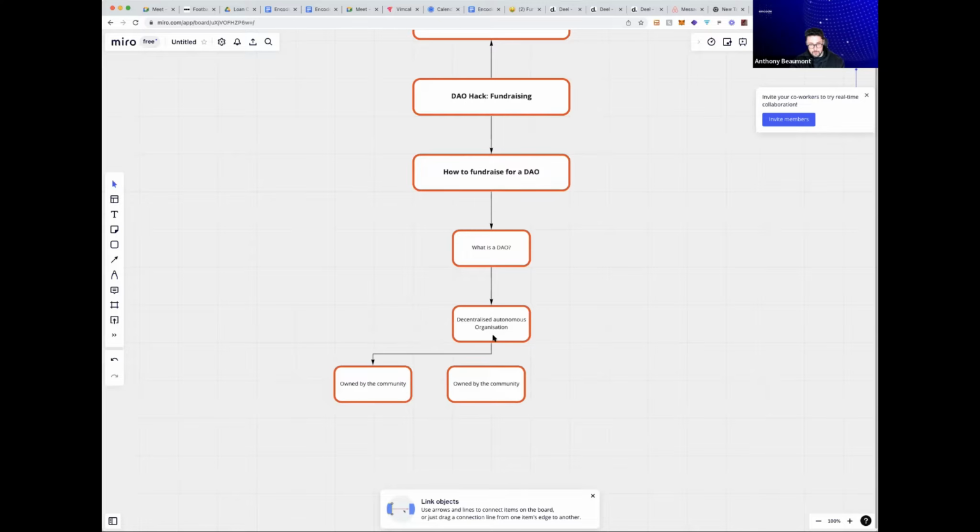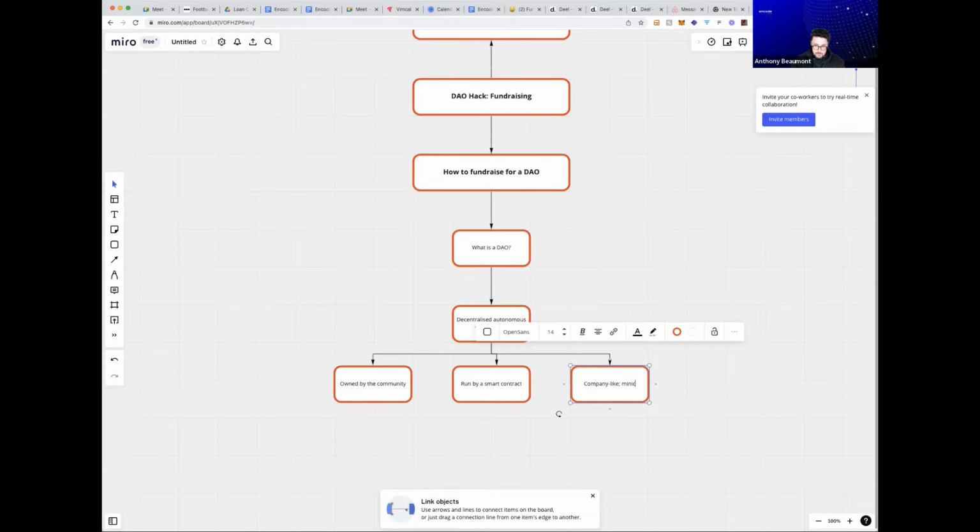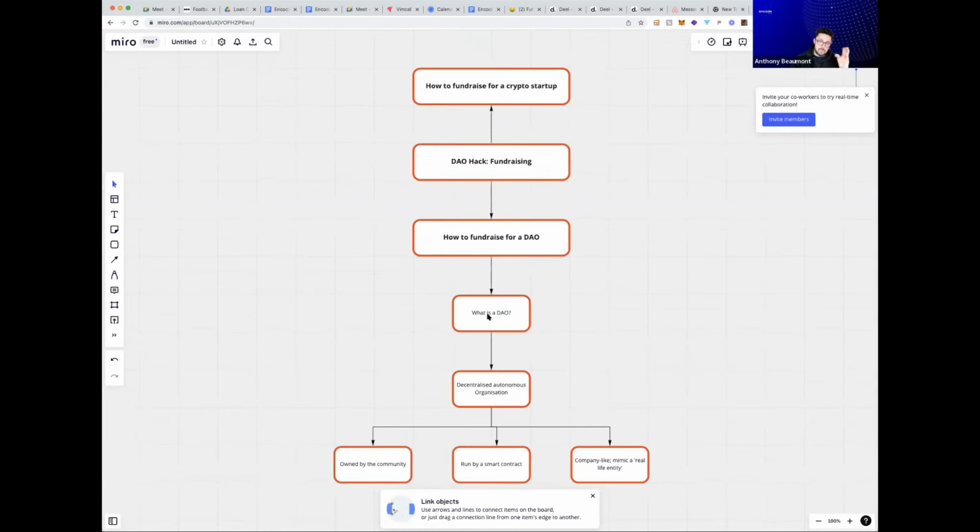Two, it is run by a smart contract. And three, it's meant to be an organization, so it's meant to be company-like. It's meant to mimic a quote-unquote real-life entity. So we're trying to achieve some of the company-like features that we have in real life, but run by a smart contract and owned by the community. This is what we want to achieve in the ideal form. So that's what a DAO is.